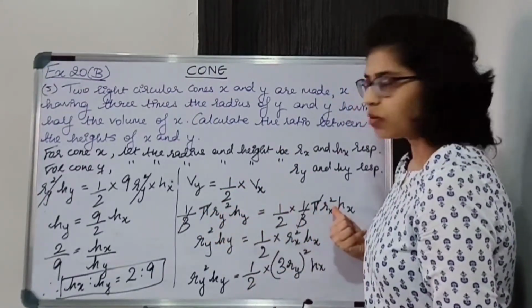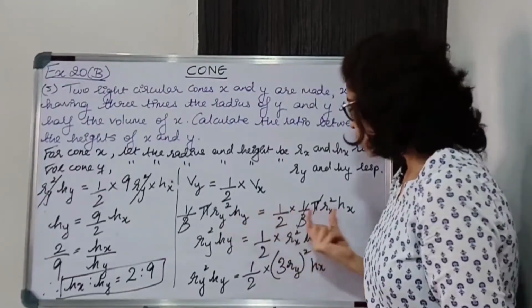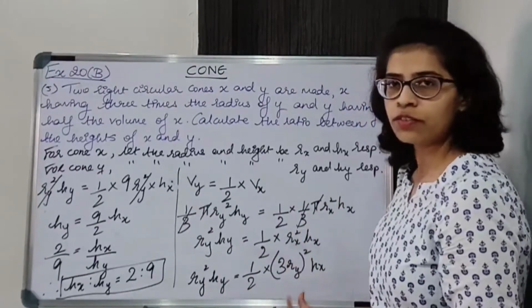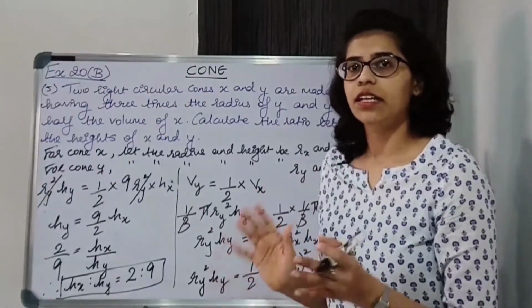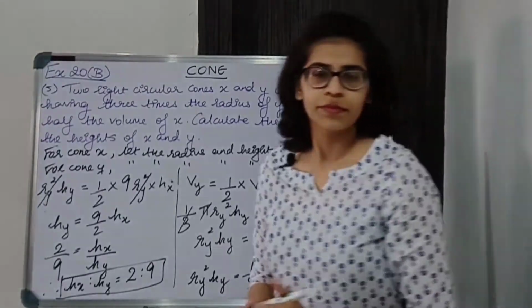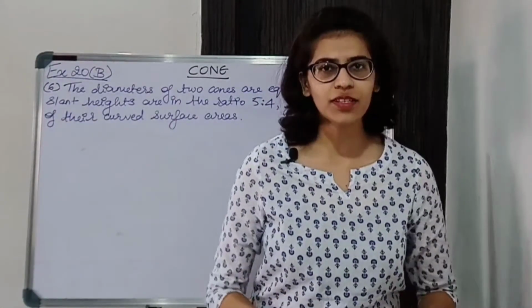Okay, so after that we solve. In place of rx we write it as 3ry and solve. ry will get cancelled and we are left with the ratio of hx and hy. Okay, let's check the next question.